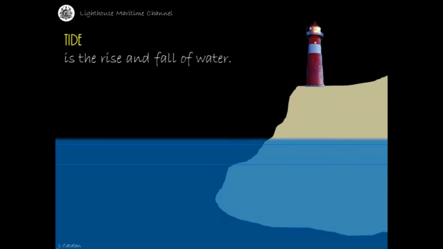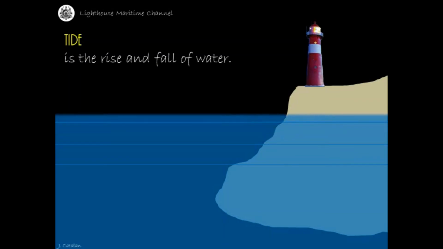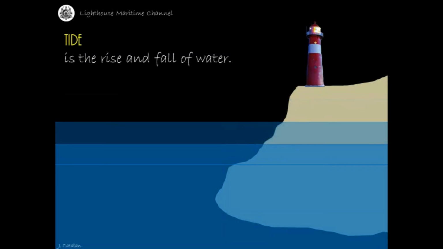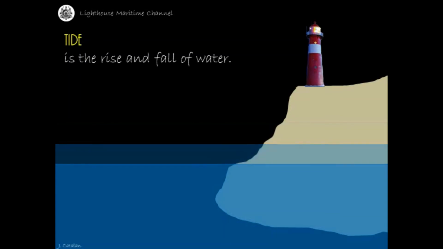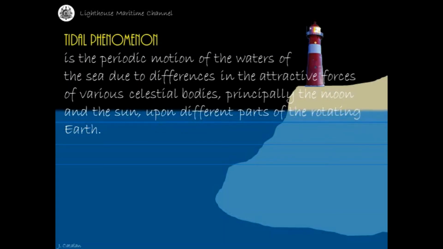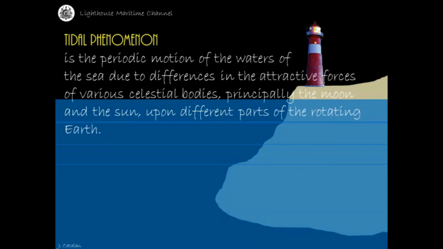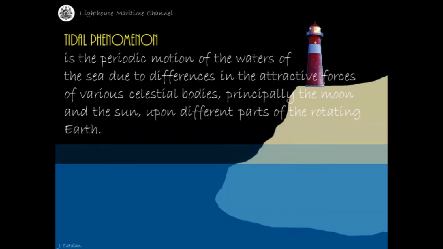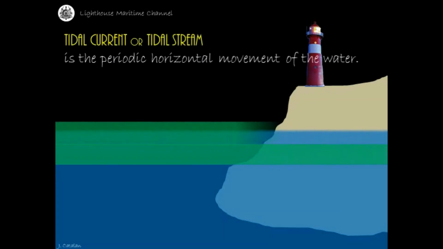Tide is the rise and fall of water. Tidal phenomena is the periodic motion of the waters of the sea, due to differences in the attractive forces of various celestial bodies, principally the Moon and the Sun, upon different parts of the rotating Earth. Tidal current, or tidal stream, is the periodic horizontal movement of the water.